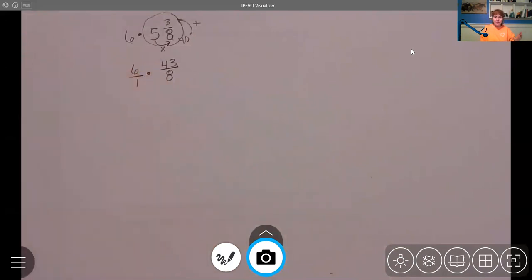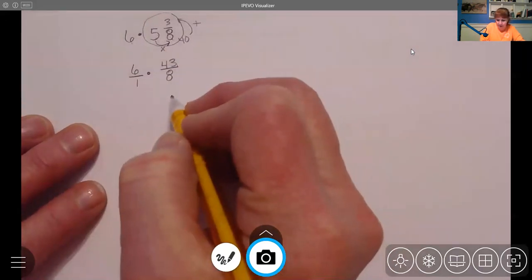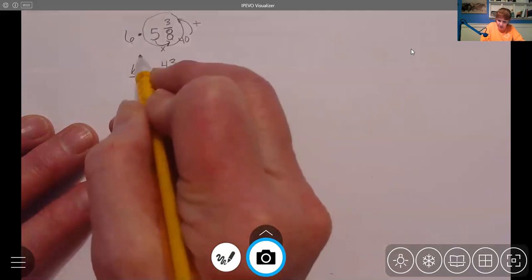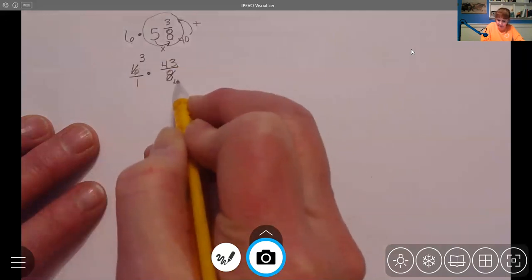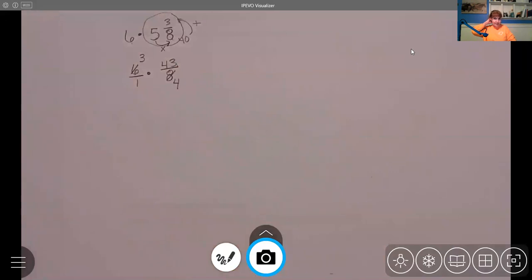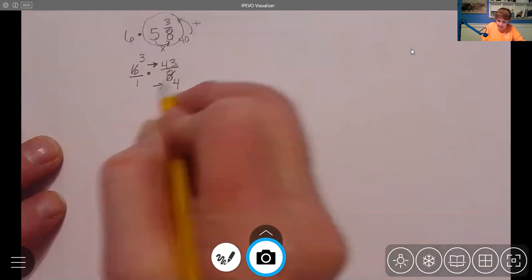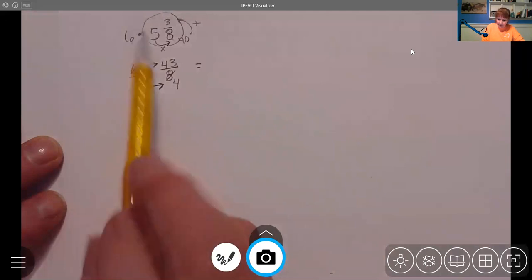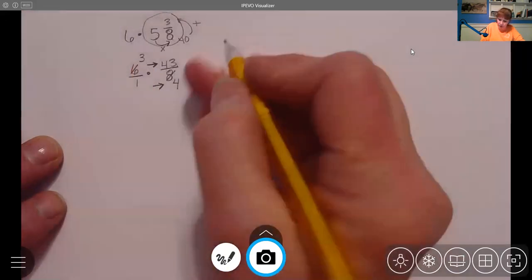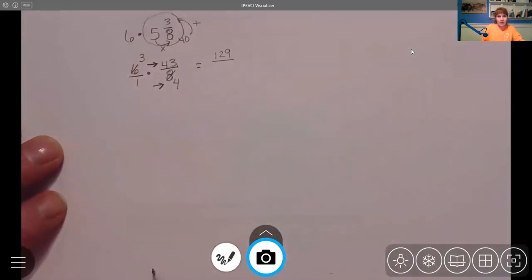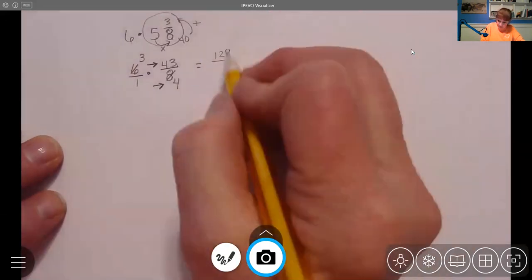And now it's just what we've done before. You reduce. So let's go ahead and reduce. Looks like 2 goes into both the 6 and the 8, so I'll divide this by 2 and I'll divide this by 2. And that's going to be it. Now, the numbers might be a little large, but I think you guys can do this. You multiply across. So now we have 3 times 43, which is 129, over 1 times 4, which is 4.